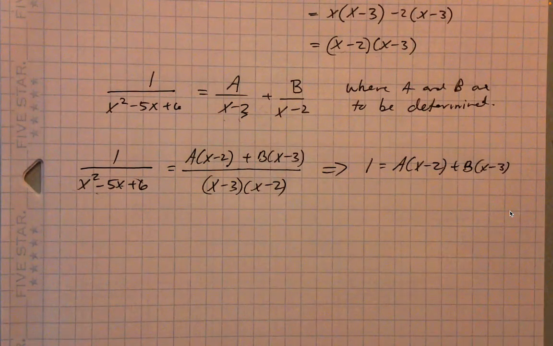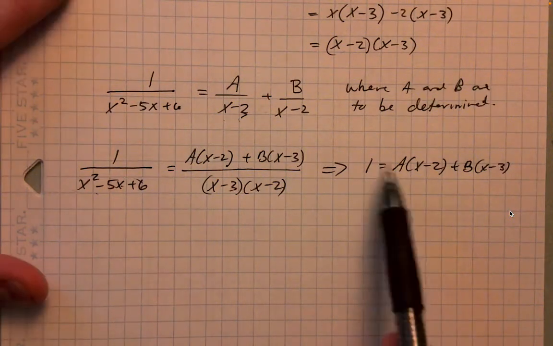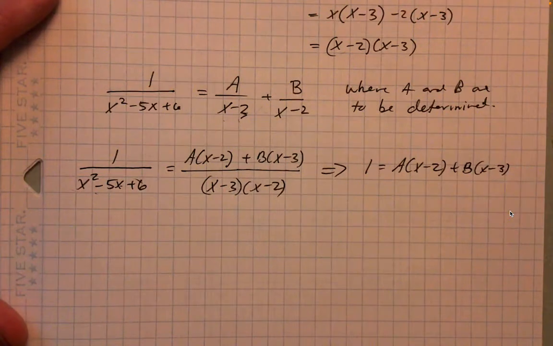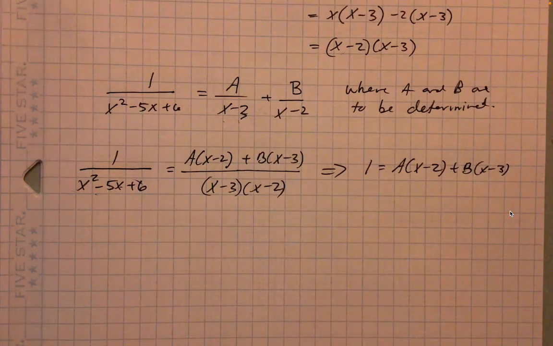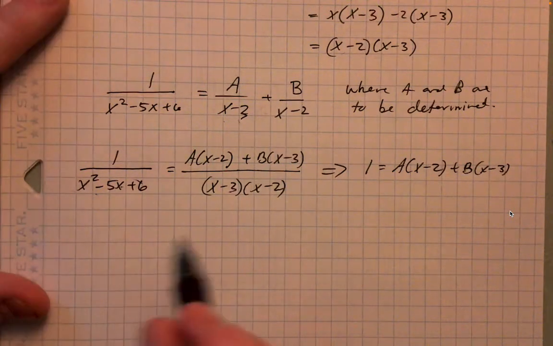Okay, now what we want to do here is solve for a and b. We've got to figure out what values a and b have. You can generally assume that this equation will hold for any value of x. And so what you'll want to do is select values of x that are convenient for identifying a and/or b.